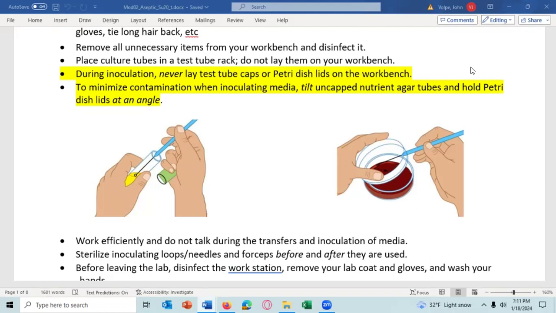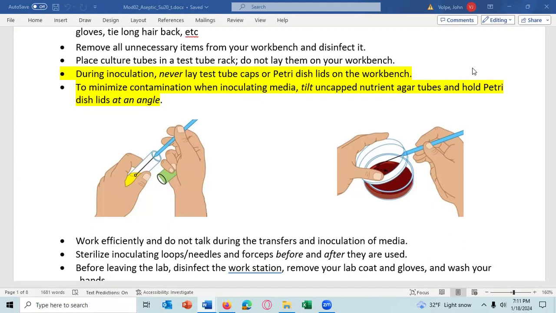If you take the cap off the Petri dish and then put the Petri dish down on the surface, bacteria can be on the edge of the Petri dish. So you should never put the cap or the edge of the Petri dish on the table, and vice versa.